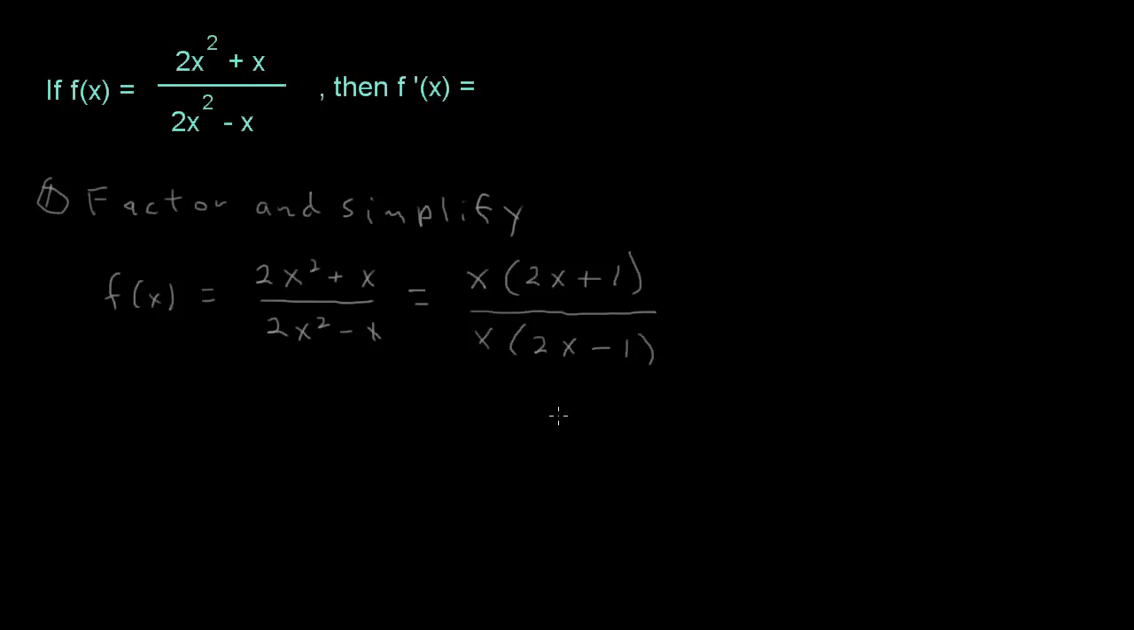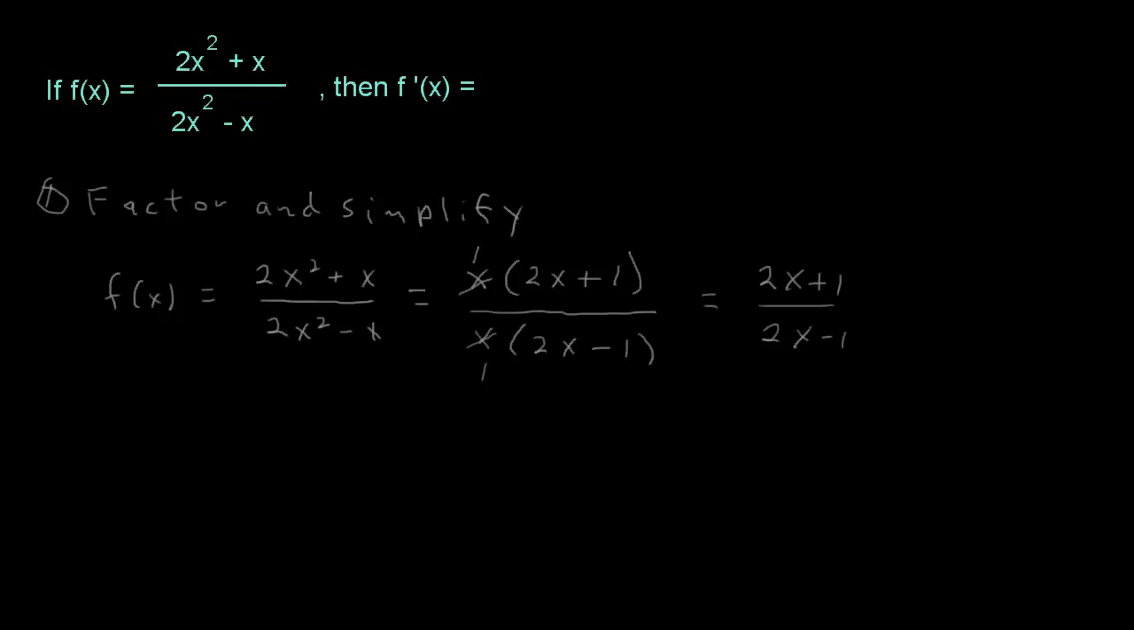Then, is there anything that we can cancel? Well, you look and you see, yes, we can cancel out our x's here. X goes into x one time and x goes into the other x one time. And we end up with just the simpler expression 2x plus 1 over 2x minus 1.